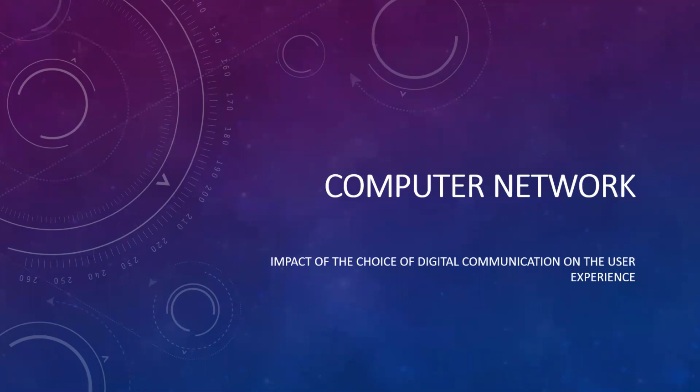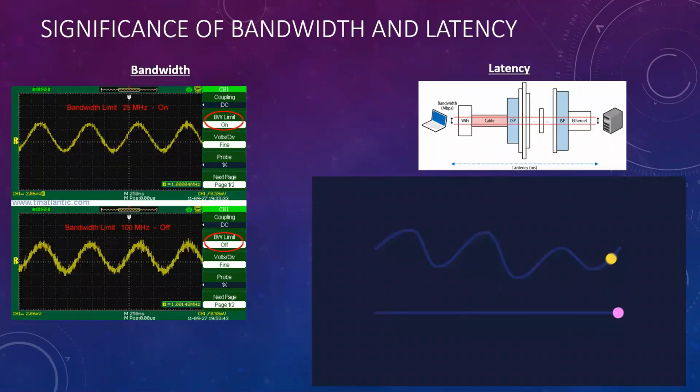Again, we have to know many things about this. One is latency, another is bandwidth. So what is bandwidth? Actually, bandwidth is the rate of data transfer for a fixed period of time. That means time will be fixed, and in this fixed time, how much data is traveling. Actually, this is the bandwidth.